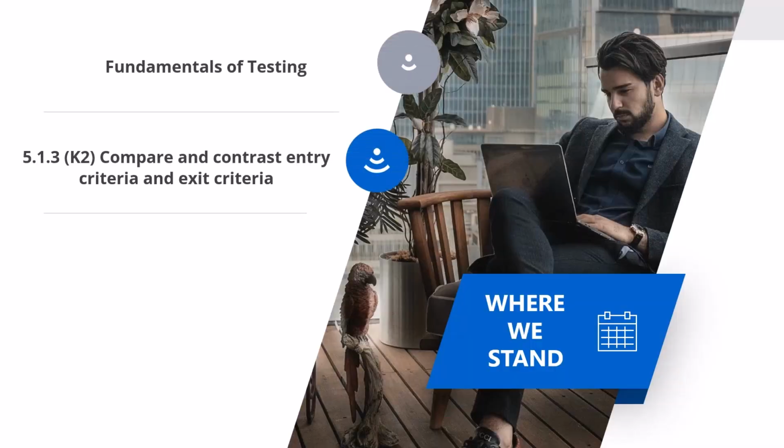Foundation Level Objective. 5.1.3 K2 Compare and contrast entry criteria and exit criteria.